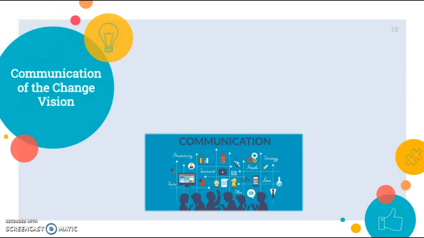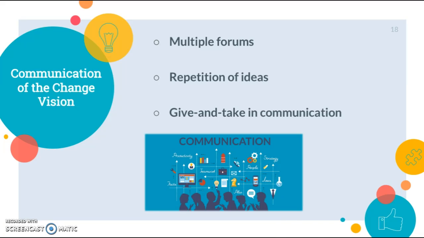Three elements that will be most critical in effectively communicating the change management plan are using multiple forums, repetition of ideas, and a give and take in communication. Multiple forums will be used to communicate the vision. The leadership team will meet consistently, probably every 2 weeks, with the teachers to discuss and analyze the progress towards the vision. Leadership members may also have informal one-on-one discussions with teachers as needed.